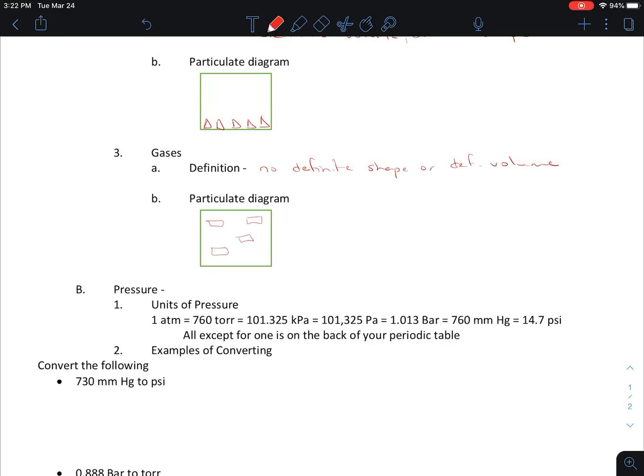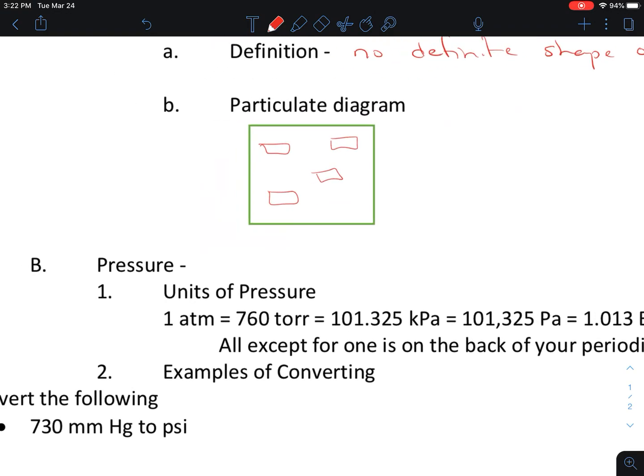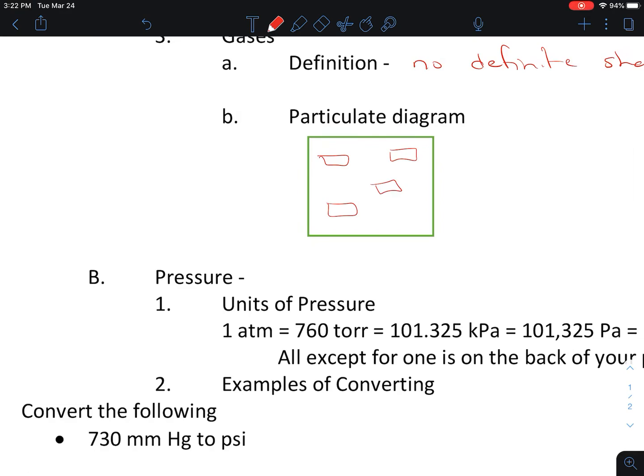Now we're going to jump into the definition of pressure. Pressure's official definition is force per unit area. This is how much force is exerted per unit area. So if we're thinking about the pressure that we measure in our car tires, that's in pounds per square inch, which is pretty handy and easy.